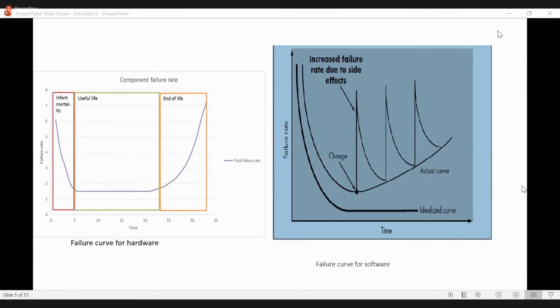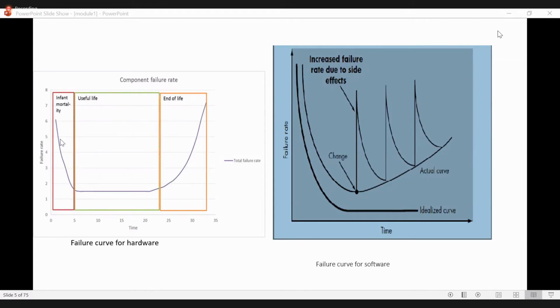Can you explain these two graphs? What idea are you getting from this failure curve of hardware and failure curve of software? You can see the X and Y axes: time versus failure rate. What is the difference? In the failure rate, you can see how it behaves for the hardware. Can you see the pointer?